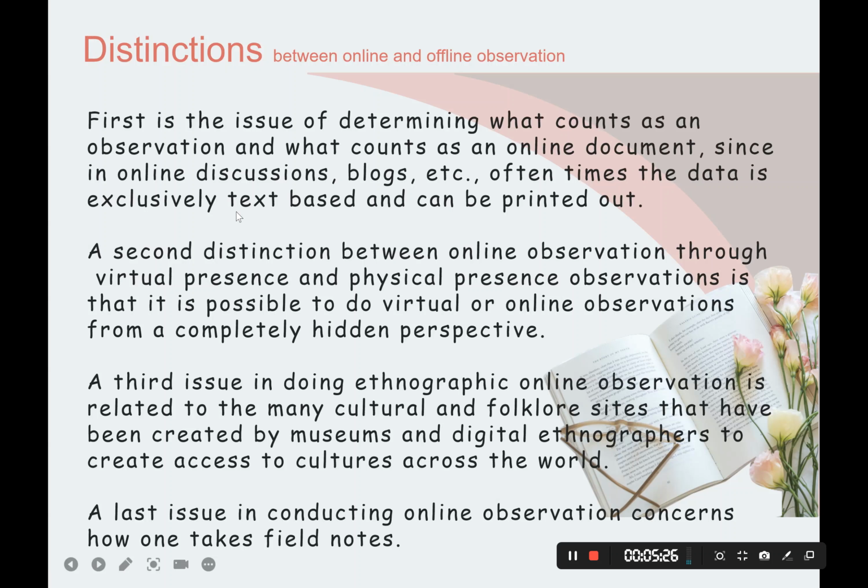You can see there are a lot of differences between online and offline observation. Due to the limitation of my presentation time, I could not make a detailed explanation of them. But the most important one is this: the virtual presence and the physical presence observations. Okay, the virtual one must be online and the physical one must be offline observation.